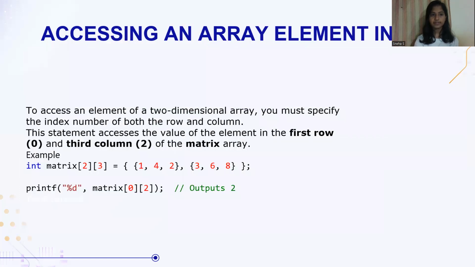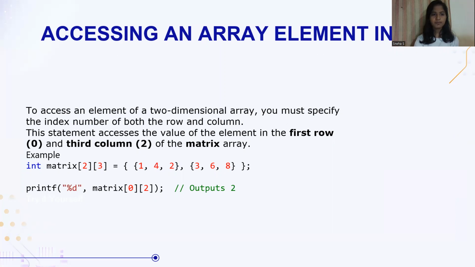Accessing an array in 2D. How do we access an element in 1D? The same thing will be followed here. You must specify the index number of both row and column. In a single dimensional array, we used to specify one number. But here we have to specify both the numbers.